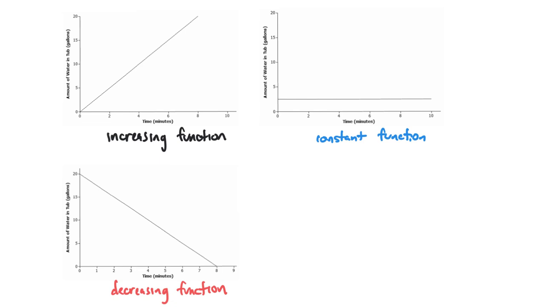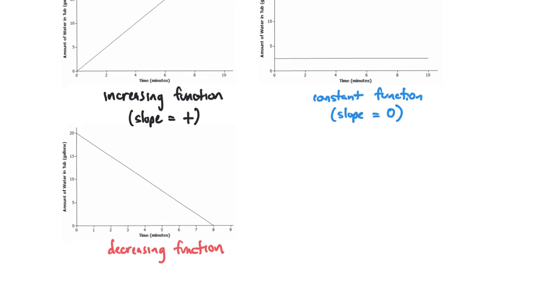And that's it. Really, really simple. So let's add one more piece to this. We would put slope is positive. This one would be slope is 0. And this last one down here, decreasing function, this would be slope is negative.